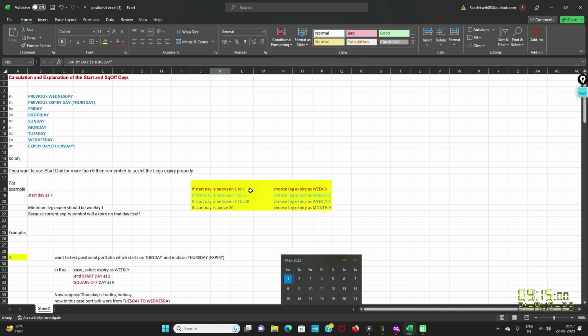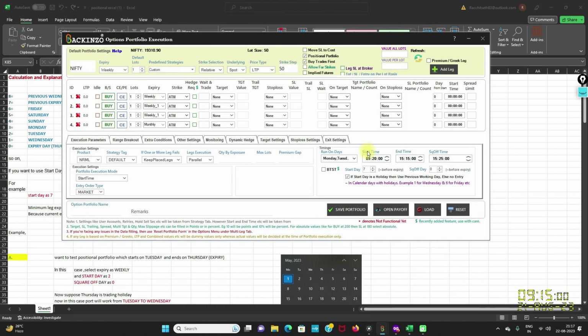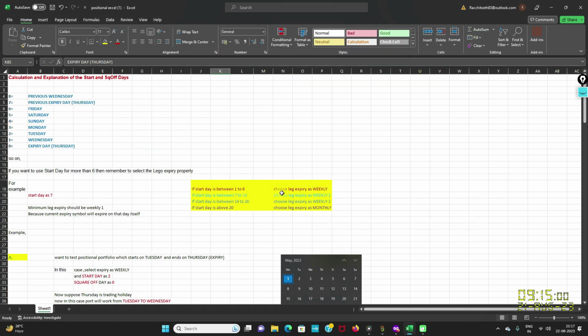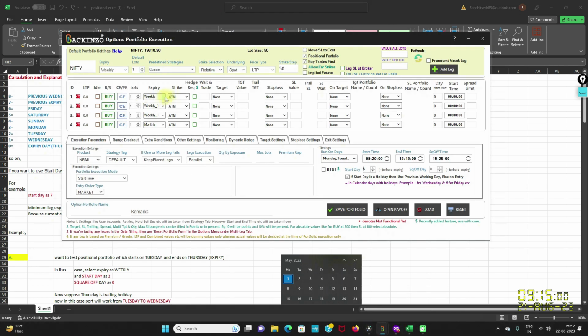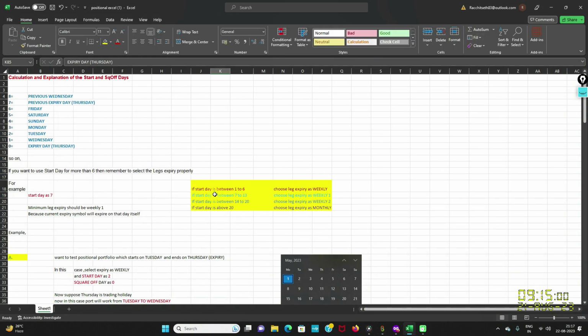If the start day is between 1 to 6, then you have to choose the leg expiry as weekly. That means the portfolio leg expiry should be weekly. If the start day is between 7 to 13, then choose leg expiry as weekly 1. If the start day is between 14 to 20, choose weekly 2. And if the start day is above 20, just choose leg expiry as monthly. Keep this in mind. That's why I have highlighted it.